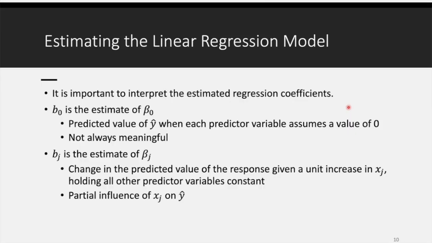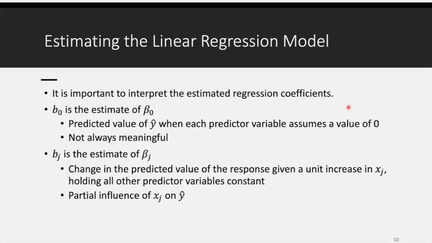Again, if each predictor variable assumes a value of 0, then what you're going to get is the beta naught. Makes sense. In many applications, it's not possible to provide a meaningful interpretation for the intercept, and we're going to see this. What about the slope, like B1? For each predictor variable, the corresponding slope coefficient, and this is important, B1 is the estimate of beta 1.